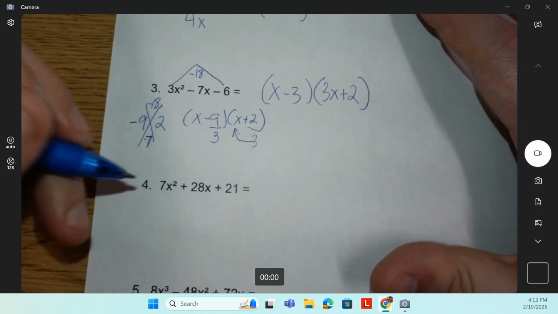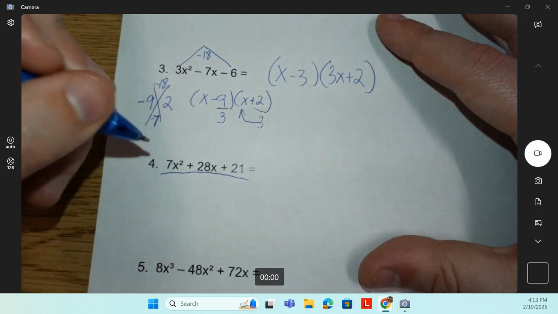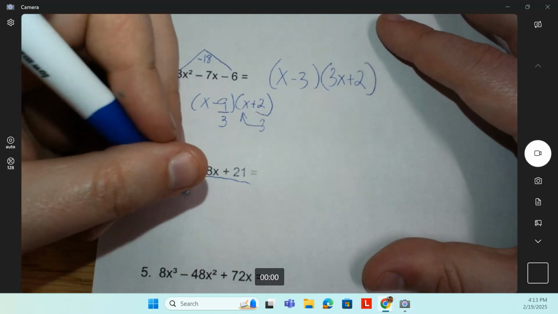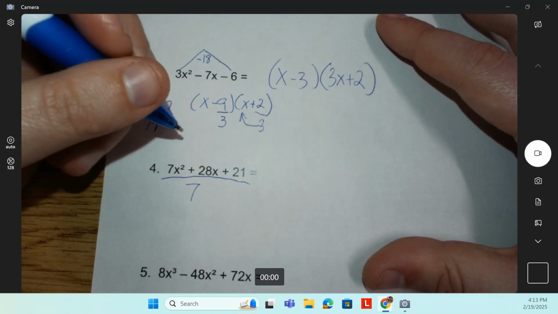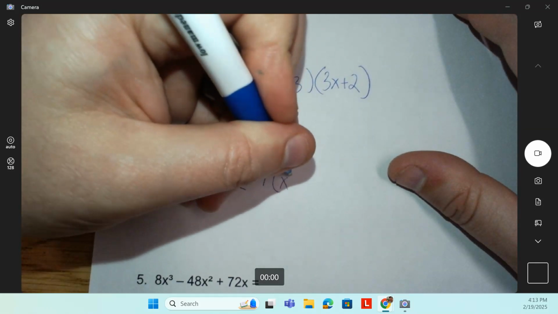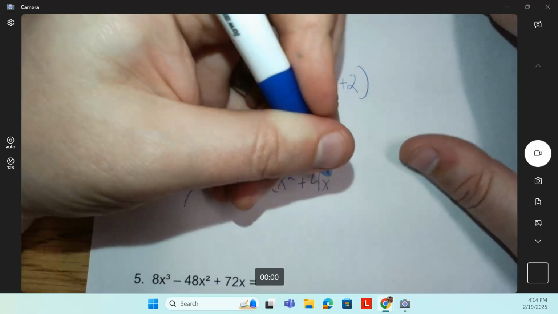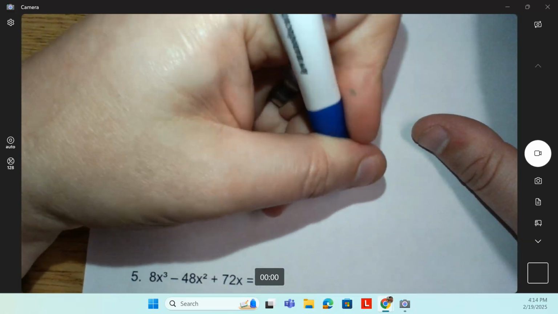And on the next one, looking again for greatest common factor. So these do have a common factor of 7. So I'm going to have a 7 out front, then x squared plus 4x plus 3.